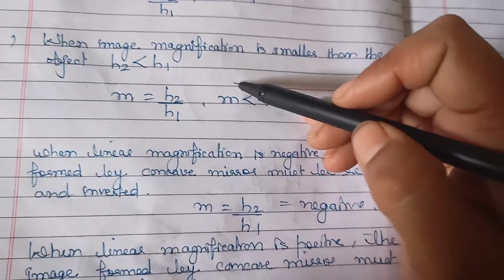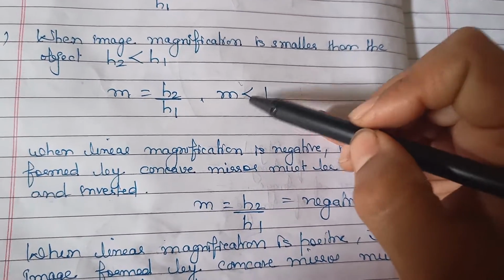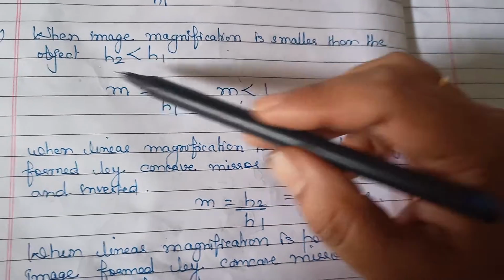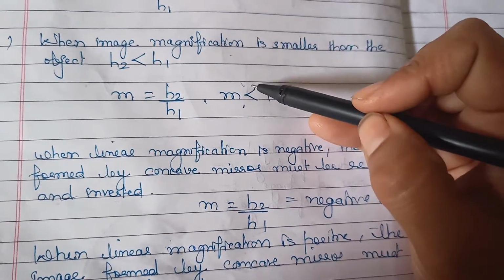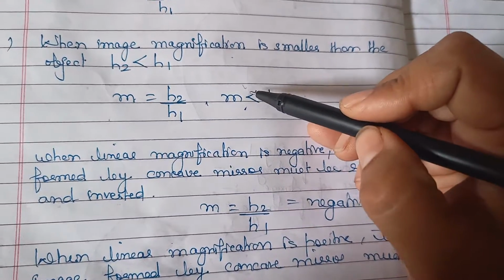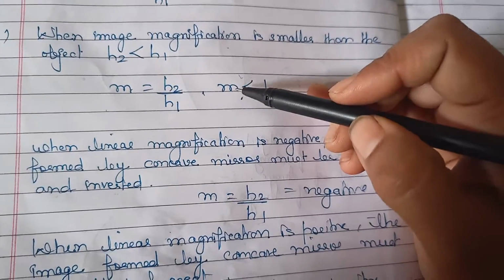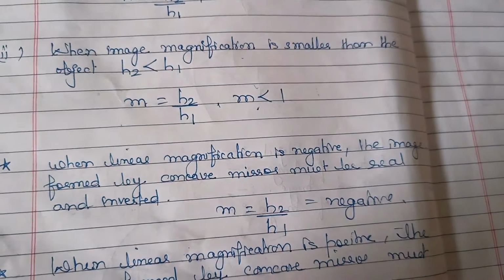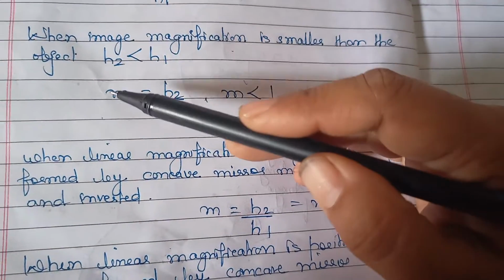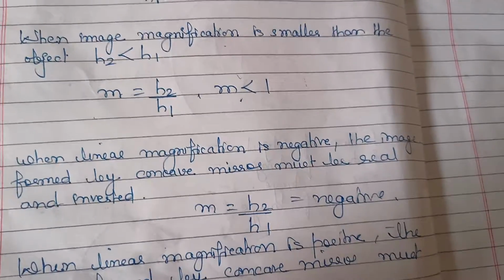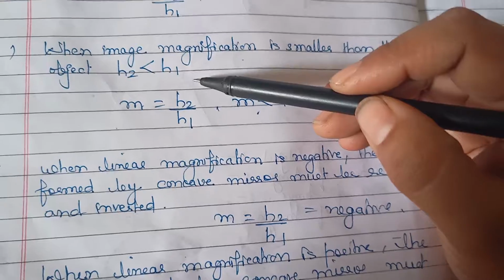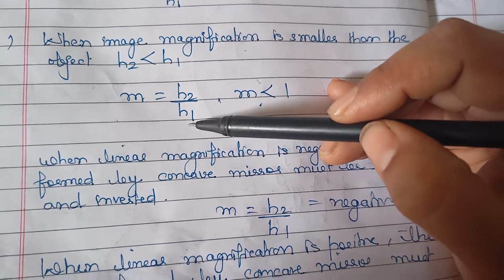And when it is less than 1, magnification अगर 1 से कम आता है, that means image size is smaller than the object. So by finding magnification, we can find out whether the image is smaller than the object, greater than the object, or of equal size. By magnification value we will find out that. h, what is h? Height of image, and this is height of object.